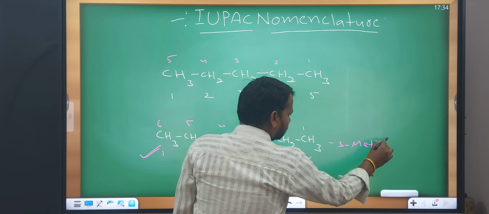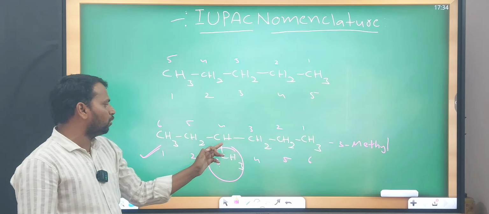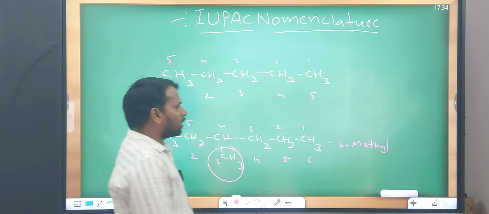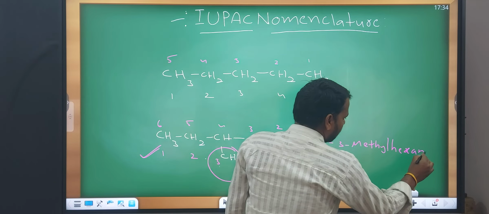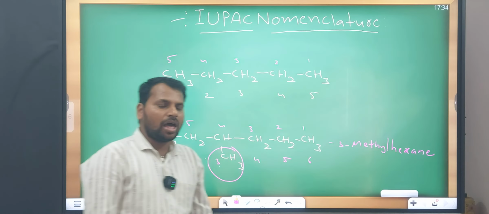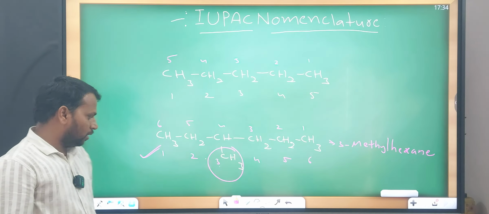So the name of the compound is 3-methyl substituent. Meth, eth, prop, but, pent, hex. 3-methyl hexane is the IUPAC name of the compound. So this is the first rule. Let me see the next rule.